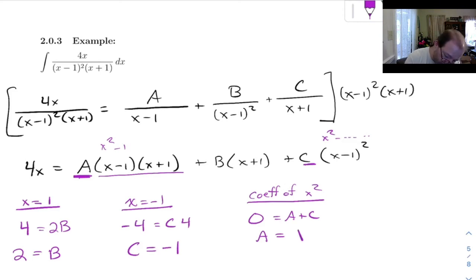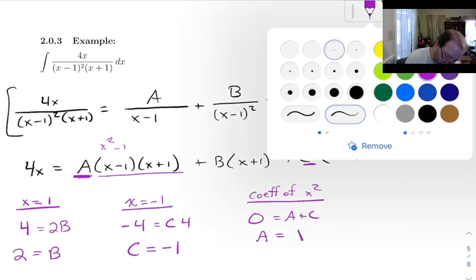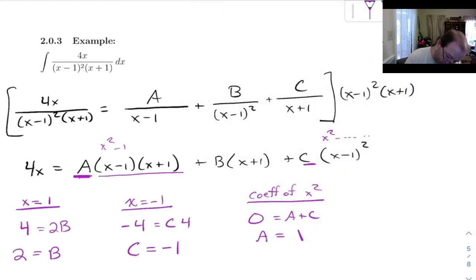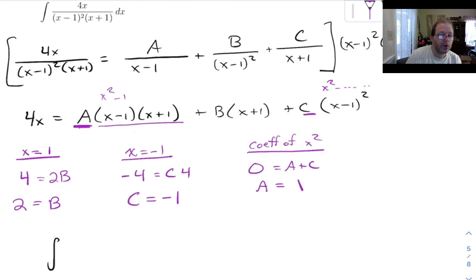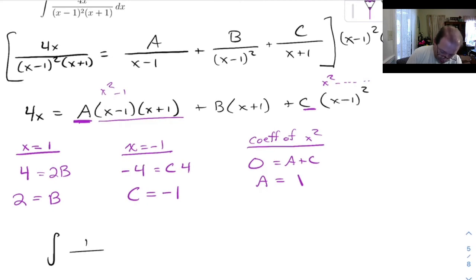So now I can rewrite my integral as the integral of, let's see, A was 1, so that's going to be 1 over (x minus 1). B was 2, so plus 2 over (x minus 1) squared. And then C was what? C was -1, so minus 1 over (x plus 1) dx.